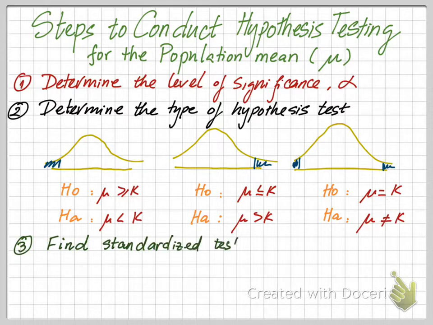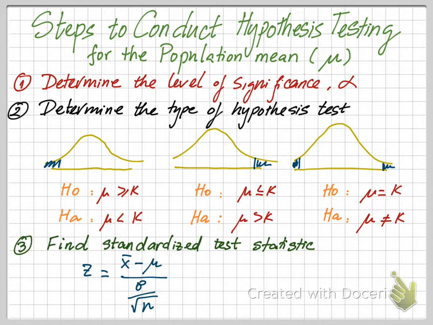And then the next step is you find the standardized test statistics. In this course, there will be two standardized test statistics. The first test statistic is a z-test, and the standardized z-test statistic is calculated using this formula. You take the sample mean, subtract mu, which is the population mean, divided by the population standard deviation divided by the square root of the sample size.